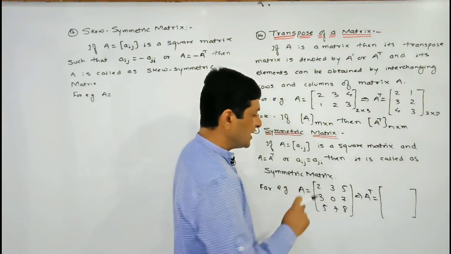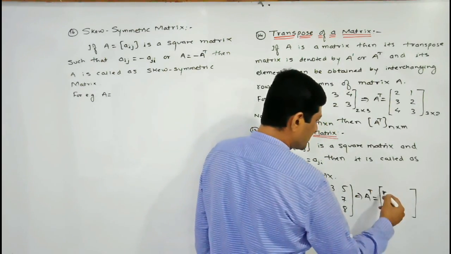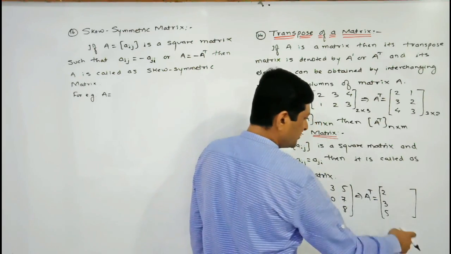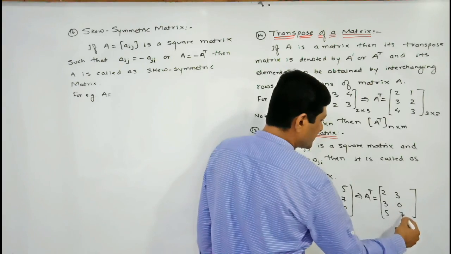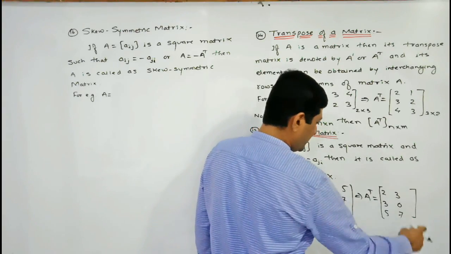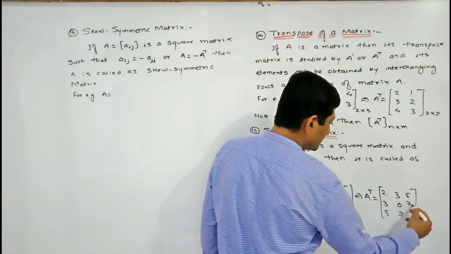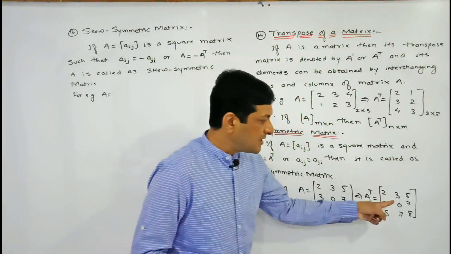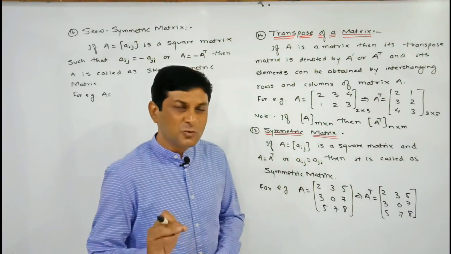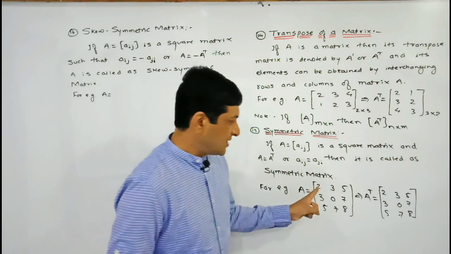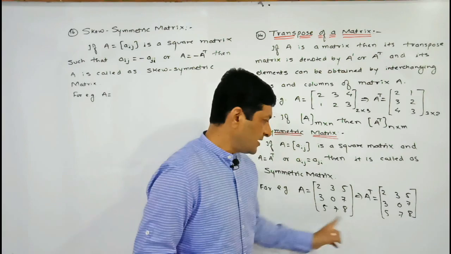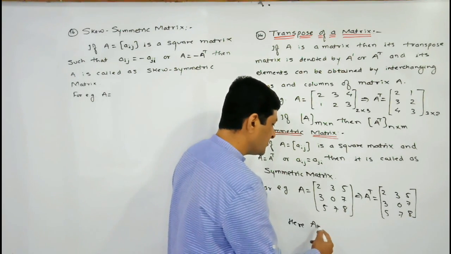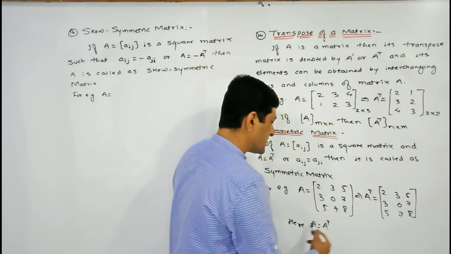So A transpose is equal to, whenever we find the transpose of a matrix, we interchange rows and columns. Convert the first row into first column, that is 2 3 5. Convert second row into second column, 3 0 7. Convert the third row into third column, 5 7 8. Now observe the given matrix and the new matrix. Check that the two matrices are equal. Check that all the corresponding elements are exactly the same. So here we can say that A is equal to A transpose.